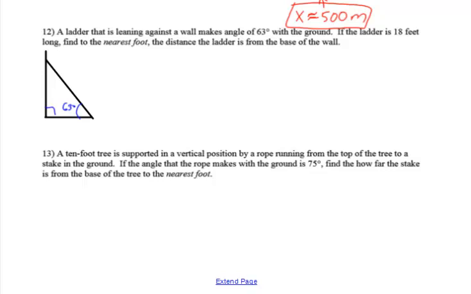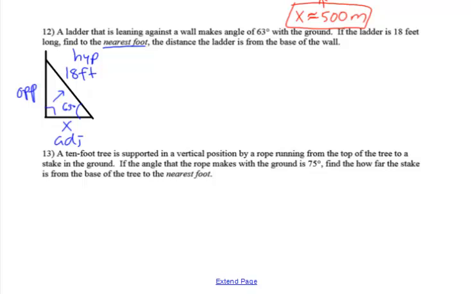Now, we always make this assumption that the building is perpendicular. If the ladder is 18 feet long, so this is the ladder, okay, find to the nearest foot the distance the ladder is from the base of the wall. So here's the wall over here. This is the base down here. There's our x. Right triangle, know a side, know an angle, trig. Hopefully we're getting the hang of this. Let's label them. Hypotenuse, adjacent, opposite.